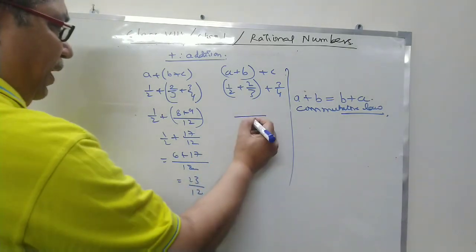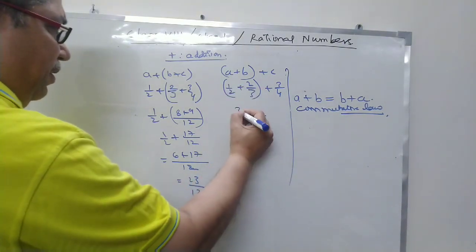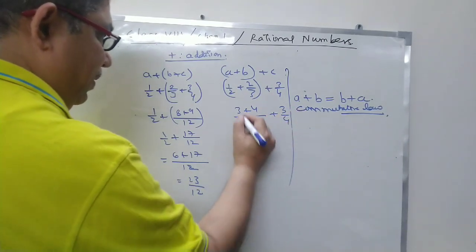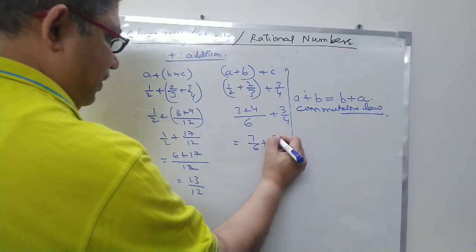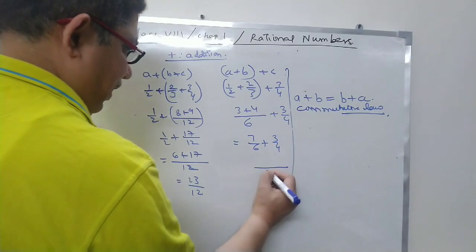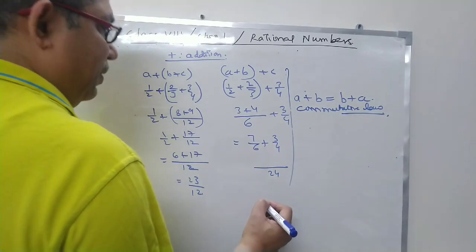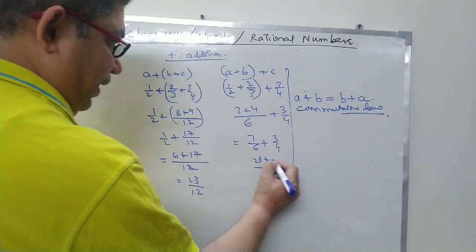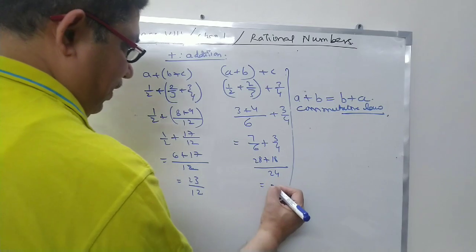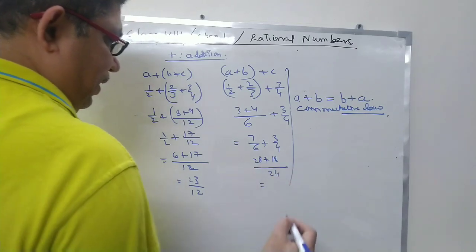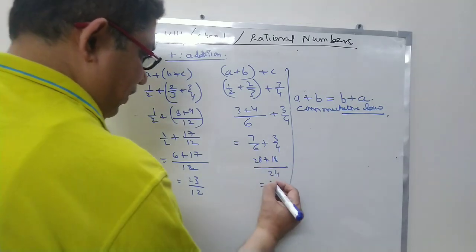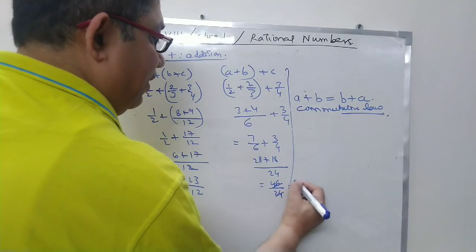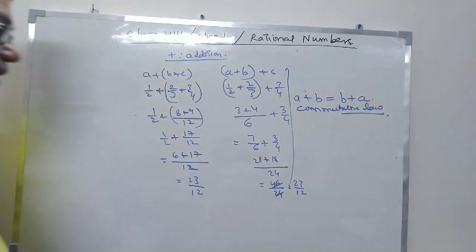Here again LCM is 6, 3 plus 4 plus 3 by 4. 7 by 6 plus 3 by 4. Take the LCM, 24. Okay. 7 into 4, 28. 6 into 3, 18. 28 plus 18. 28 plus 20 is 48 minus 2, 46 by 24. You cancel it. It becomes what? It becomes 23 by 12.